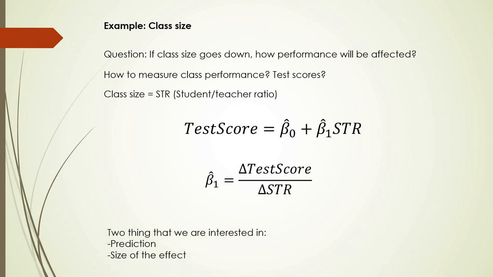We are actually interested in two things: prediction and the size of the effect. Prediction means that we want to see what the test scores will be for a certain size of class, while the size of the effect means that we define how strong and how big the relationship is between student-teacher ratio on one side and test scores on the other.